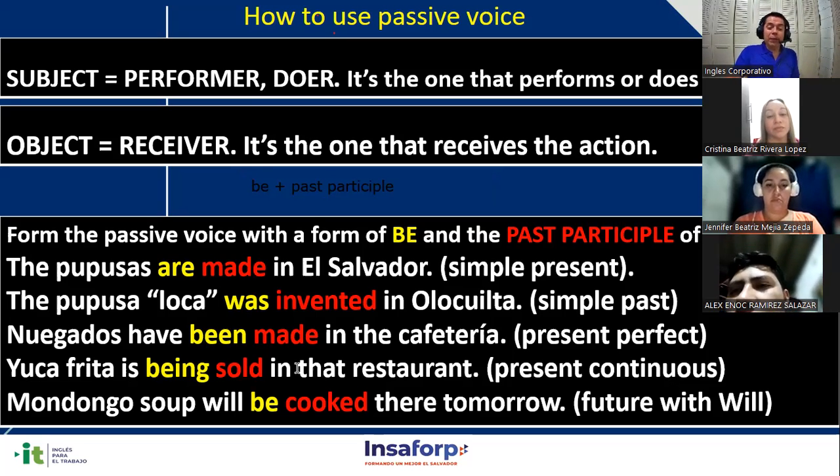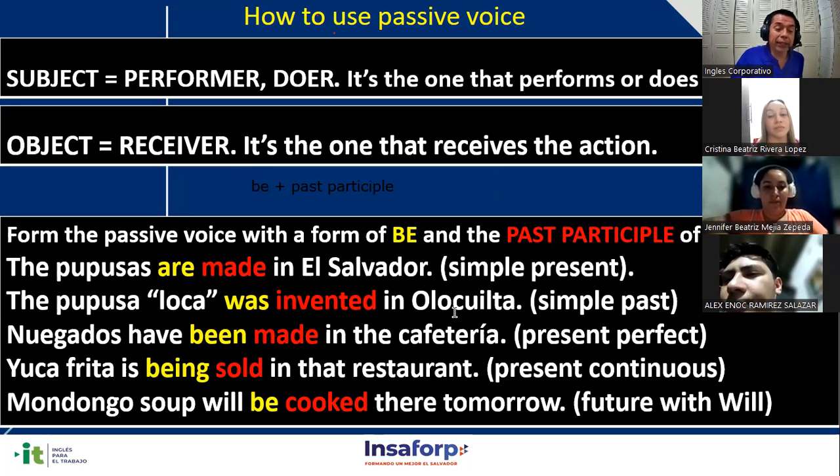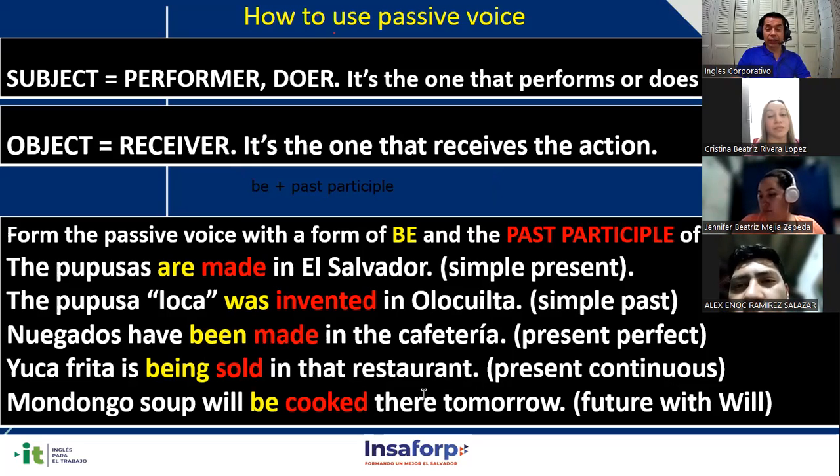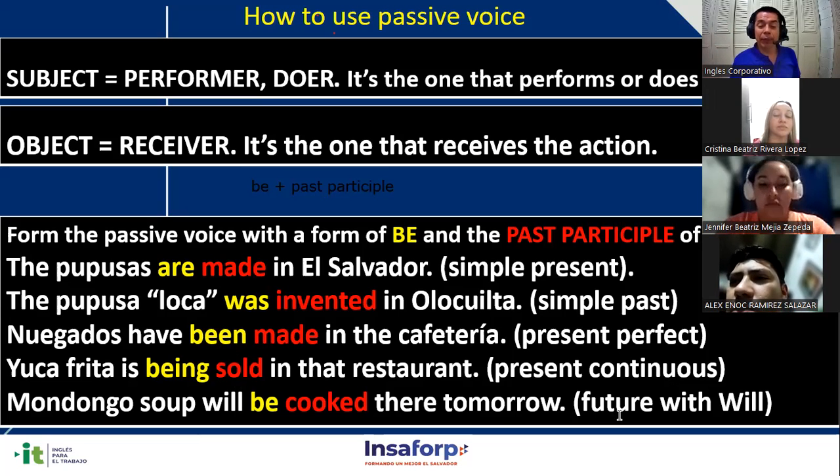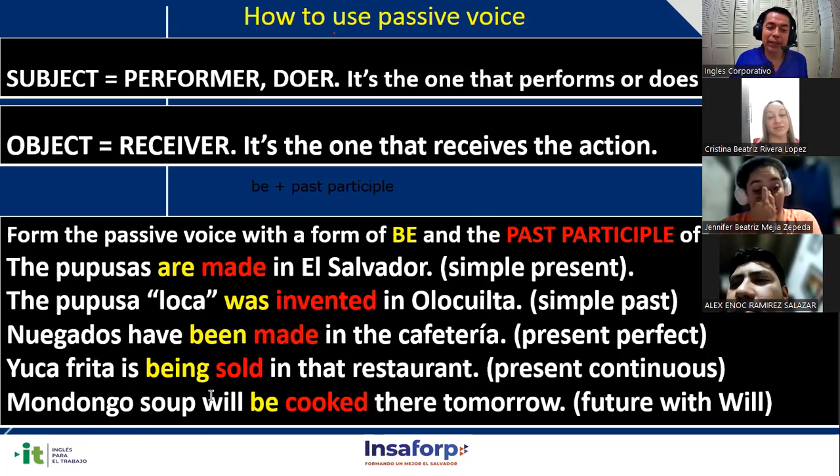Now, nuegados have been made in the cafeteria. Los nuegados han sido hechos en la cafetería. Present perfect, right? So, what is here, right, the object, nuegados, right, nuegados is the object, okay, and the verb to be, notice cómo cambia el verbo to be en presente perfecto. Creo que este tema es bien difícil, ¿va? Pero pongámoslo aquí, being made, present continuous, yuca frita. Creo que después de esta clase todos van a ir a comer, va. A sacar la refri y las pupusas del domingo. Ok. Yuca frita is being sold in that restaurant.